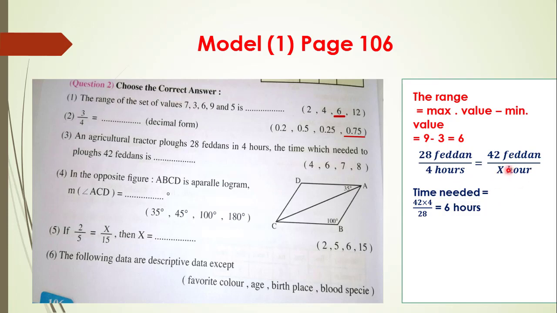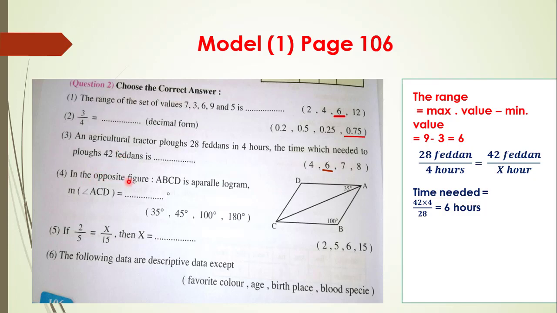So if you want to calculate x, you will use cross product, multiply 4 times 42 divided by 28. So 42 times 4 over 28. The result will be 6 hours. So I'll choose 6 hours. So we need 6 hours to plow 42 feddans.